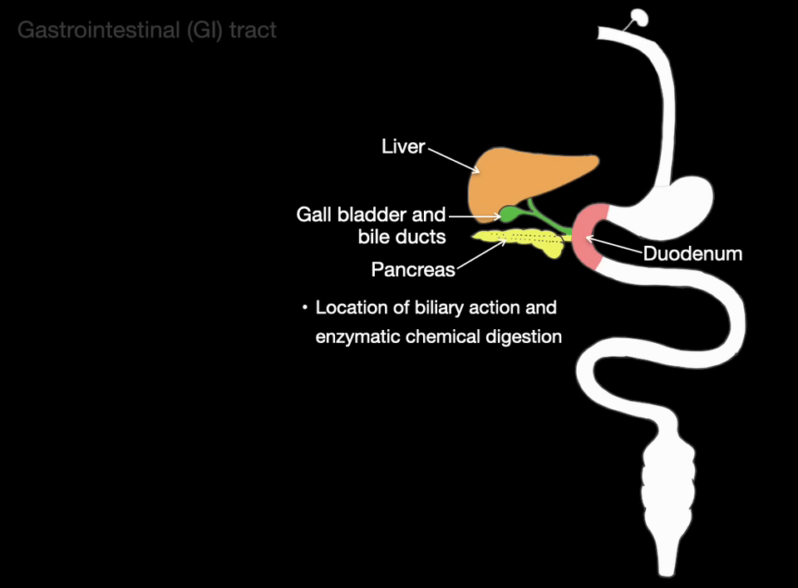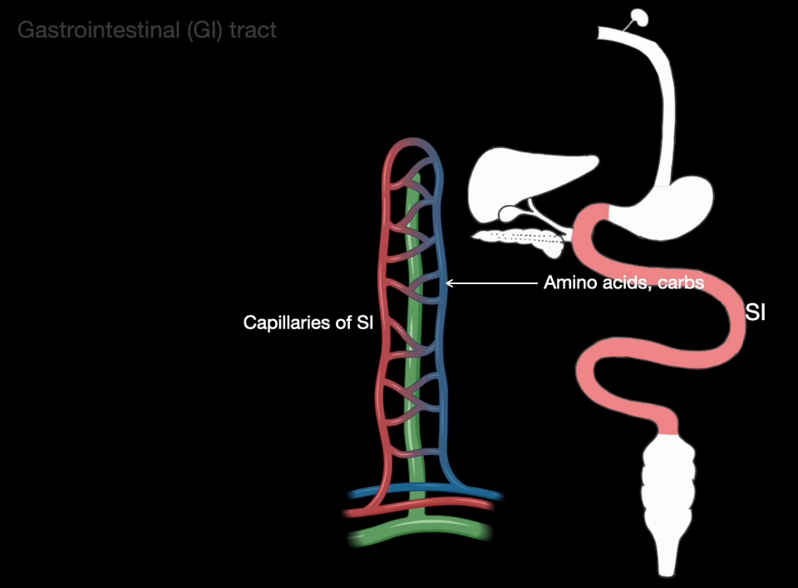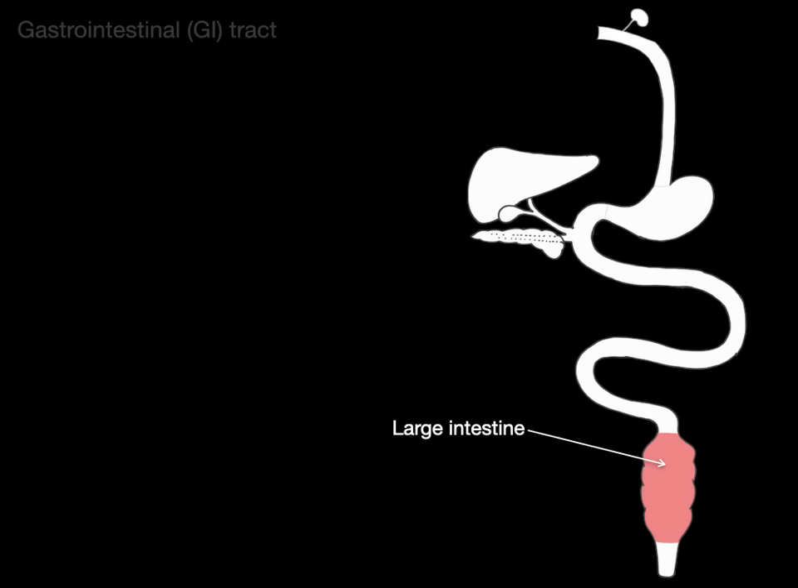The rest of the small intestine, duodenum, jejunum, and ileum, is where the absorption of nutrients takes place. So we have amino acids and carbohydrates that go into the systemic capillaries and fats that go into the central lacteals. In the large intestine, cecum, colon, and rectum, this is where the absorption of water and salts takes place. And so salts, water, and fat-soluble vitamins. And then the rectum and anus, and we're out.